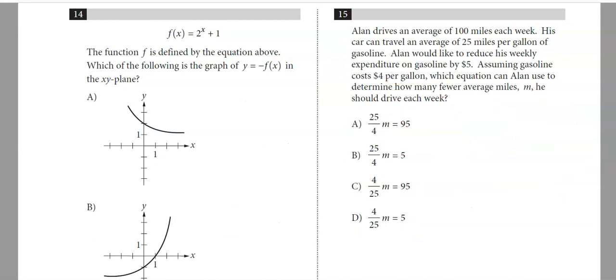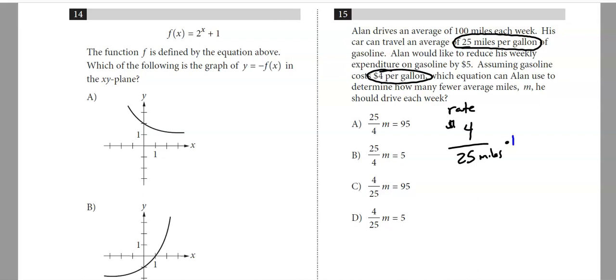This other way I'm going to show you is probably faster, but you may not be able to grasp it, but I'm going to give it to you anyway. So if we look at this as a rate, and we say, hey, his car is getting 25 miles per gallon, and it's $4 per gallon. So his rate is, we're spending $4 for every 25 miles. Because we get 25 miles to a gallon of gas. A gallon of gas costs $4. So our rate is $4 for every 25 miles. And if we times that by some number of miles, we want it to come out to be $5.